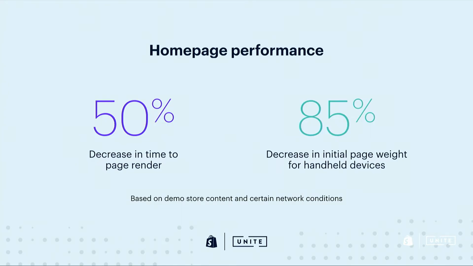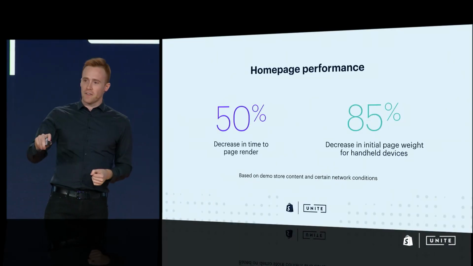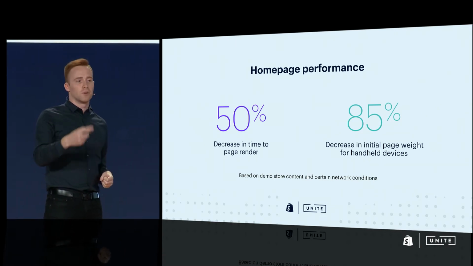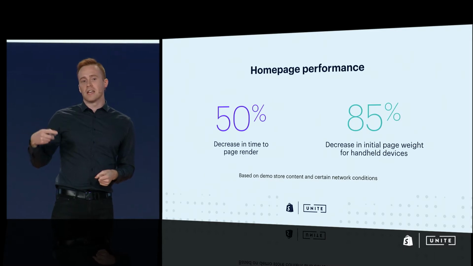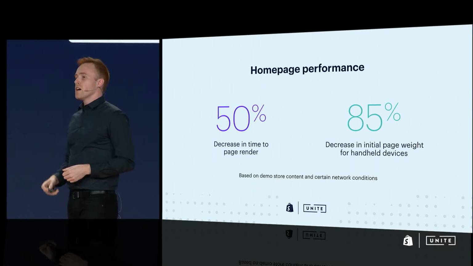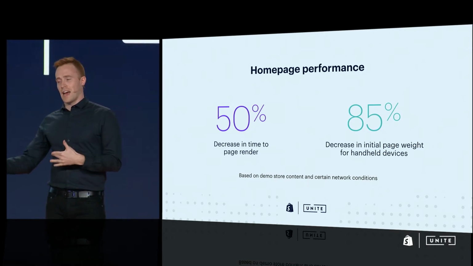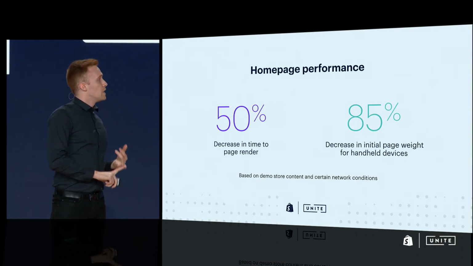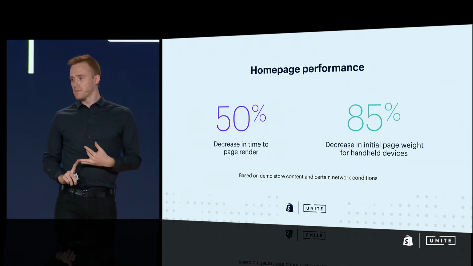So using our demo stores for Narrative as a testing ground and looking at the homepage, on average, we're seeing a decrease in page render time of 50%. And for handheld devices, we're seeing an initial page weight drop of 85%. The reason this number is so high is because we're now lazily loading images. We're only going to request images to download if the customer is actually going to see them. And as you've seen this morning, the majority now of browsing and purchases is being done on mobile phones, and we need to be optimizing for these smaller screen devices.